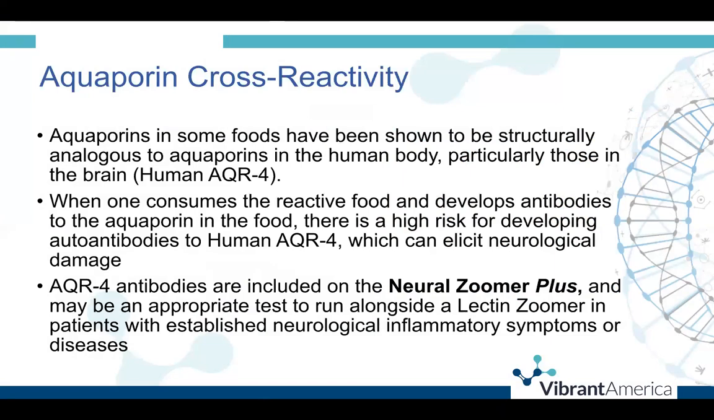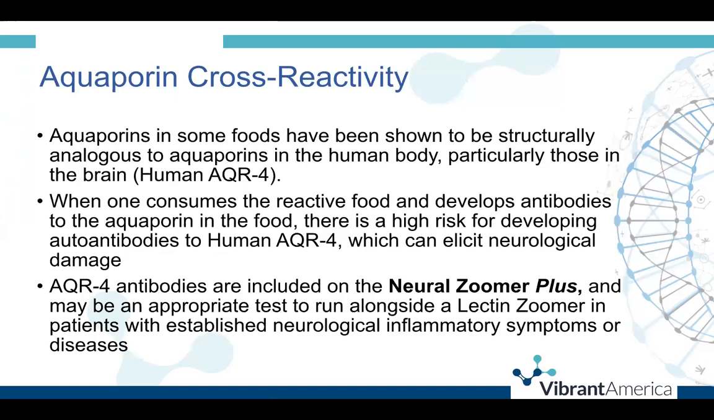So where we see aquaporins being important to human health or chronic disease is that aquaporins in some foods, so these are your plant aquaporins, have been shown to be structurally analogous to aquaporins in the human body, particularly those in the brain, which are aquaporin 4. When you consume a reactive food and develop antibodies to the aquaporin from that food, there's a high risk for developing autoantibodies to your aquaporin 4 in the brain, which can elicit neurological damage because essentially you're making antibodies to a structure on the cell membranes of your neurons or neurological cells.